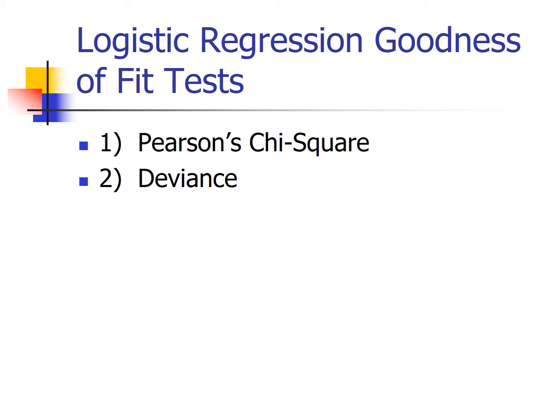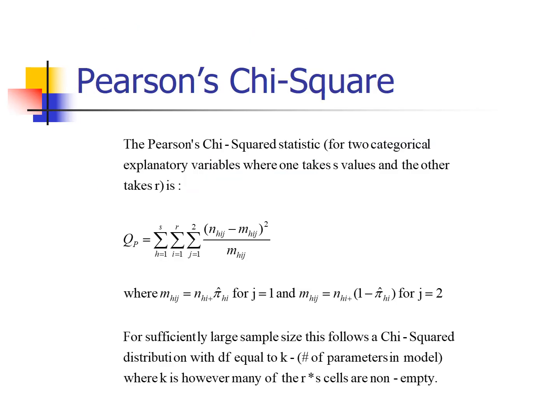So the two most common goodness of fit tests for logistic regression are the Pearson's chi-square test and the Deviance test. Very, very familiar formula, right? I told you it would come back over and over again to delight us. This formula of observed minus predicted squared, over predicted. And that's exactly what this formula is.